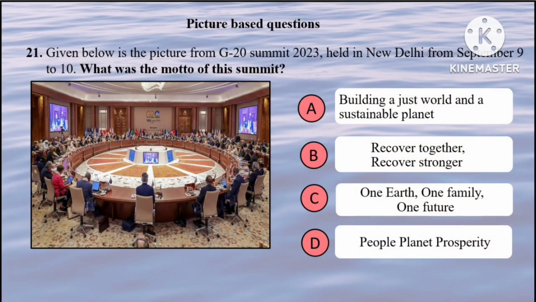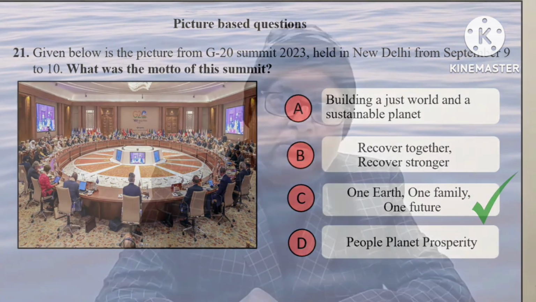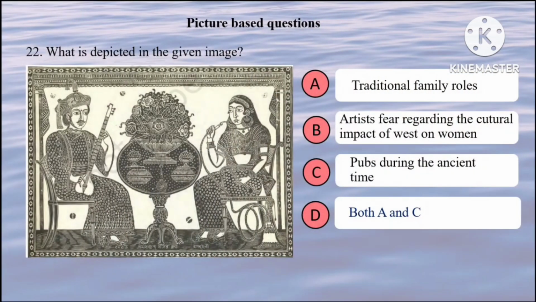Next, the motto of G20 summit when it was held in India was Vasudhaiva Kutumbakam. That means one earth, one family, one future. So the correct option is C. Next, the man is playing veena and the woman is smoking hookah. The image clearly shows the artist's fear regarding the cultural impact of West on women. So the correct option should be B.